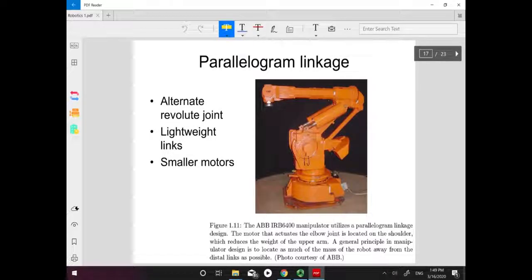Another typical example of the RRR is this one. This is also from the ABB company, the ABB IRB 6400 manipulator. It uses a parallelogram linkage. If we take a look at the structure right here, we have a parallelogram. It has alternate revolute joints, lightweight links, and smaller motors. So this is another version of the RRR manipulator.